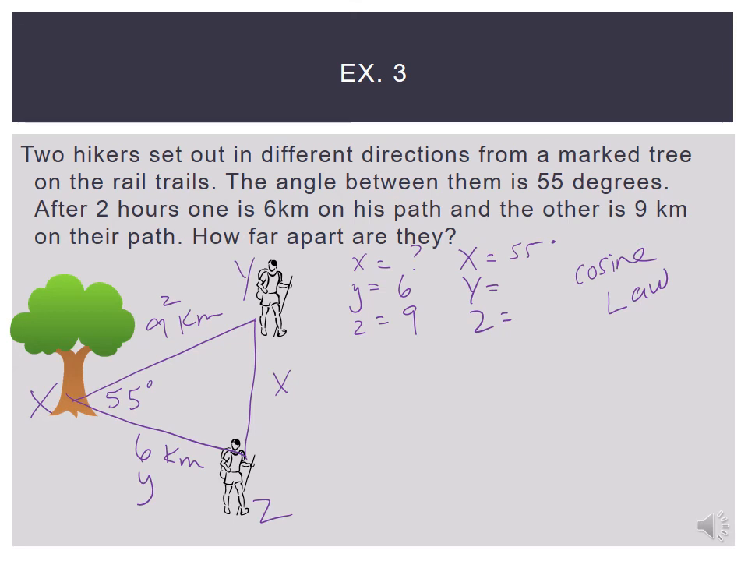So I'm not going to write the formula this time, it's just basically patterning. Start with what you're looking for. x squared equals, and it's the other two sides, so 6 squared plus 9 squared minus 2 times 6 times 9. And then again, this is x, so right beside cos should be angle x, which is 55 degrees. You can enter that all in one step: 6 squared plus 9 squared minus 2, then bracket 6 and bracket 9, and then cos 55. It equals, to 1 decimal place, 55.1.